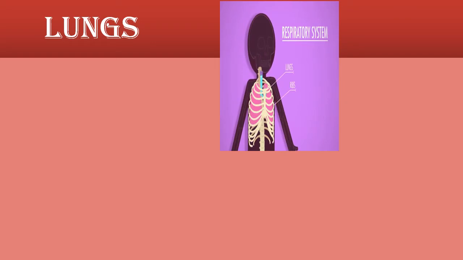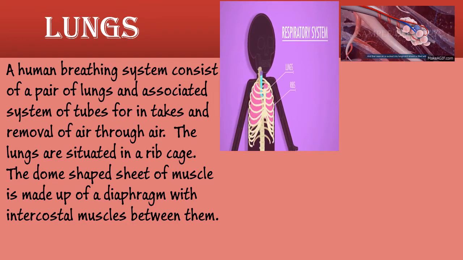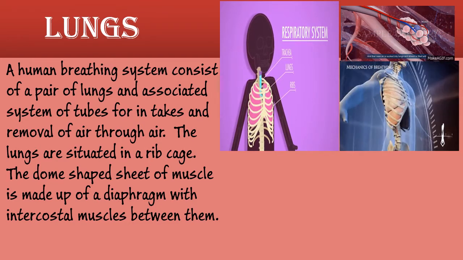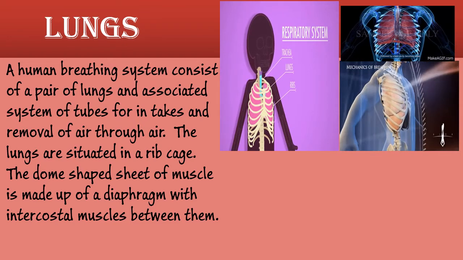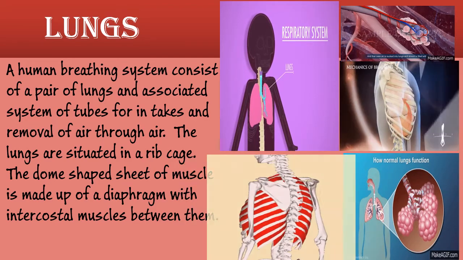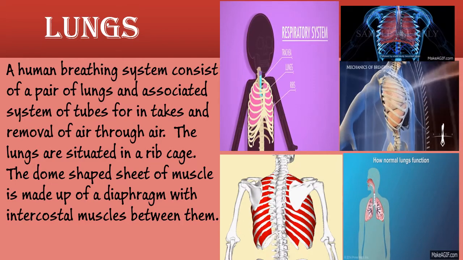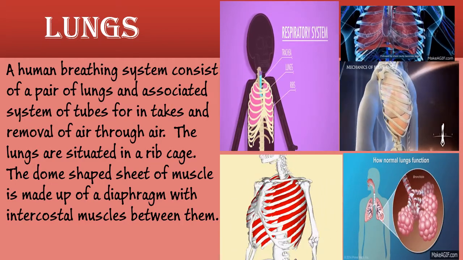Now, what are lungs? The human breathing system consists of a pair of lungs and an associated system of tubes for the intake and removal of air through the lungs. The lungs are situated in the rib cage. The dome-shaped sheet of muscle is the diaphragm, with intercostal muscles between the ribs.